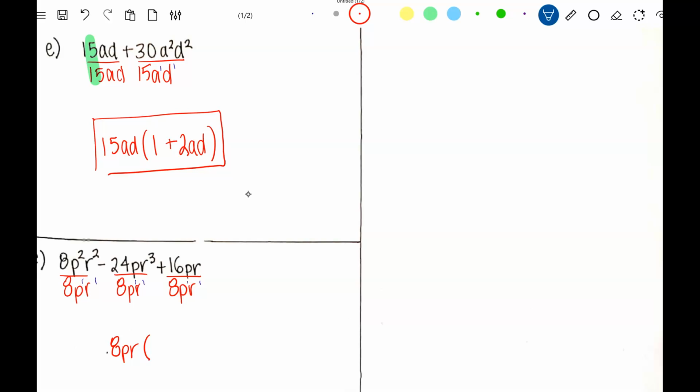Divide left to right. 8 divided by 8 is 1. 2 minus 1 leaves me a P. 2 minus 1 leaves me an R. Since there are variables, that 1 in front there is understood. So you can leave it off if you want.